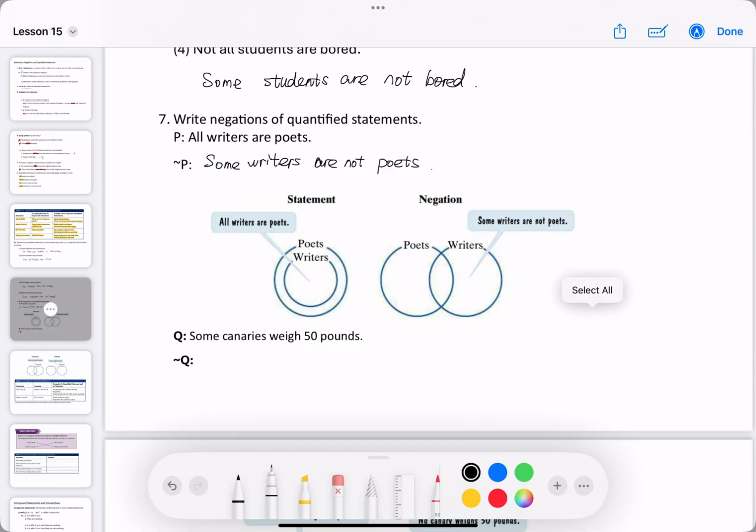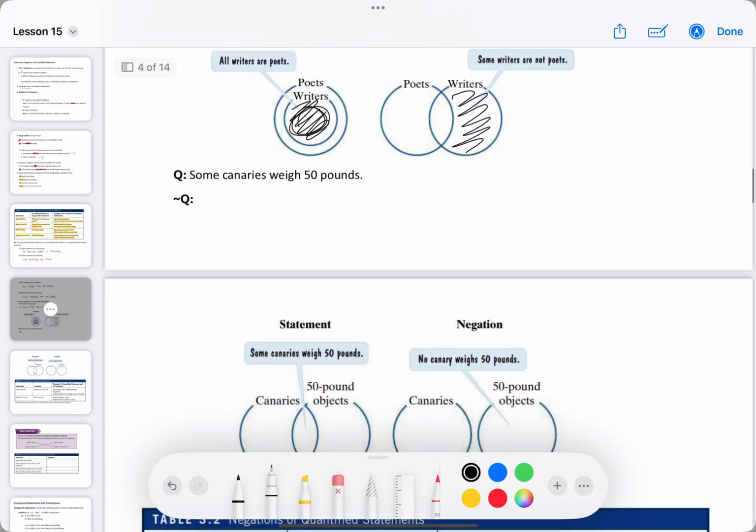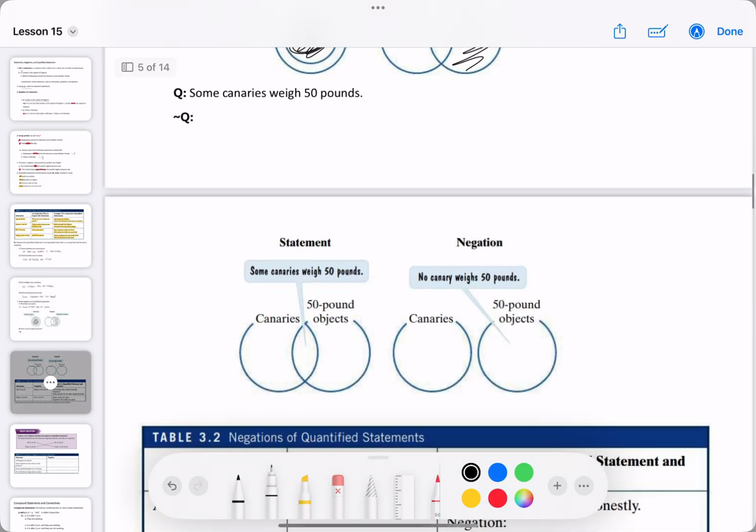Look at the image. If I say all writers are poets, the writers are inside the set of poets. The negation is some are not poets, so the writers are not inside the poets set. Some of the writers are not poets. Next one, some calories weigh 50 pounds. The negation is no calories weigh 50 pounds.